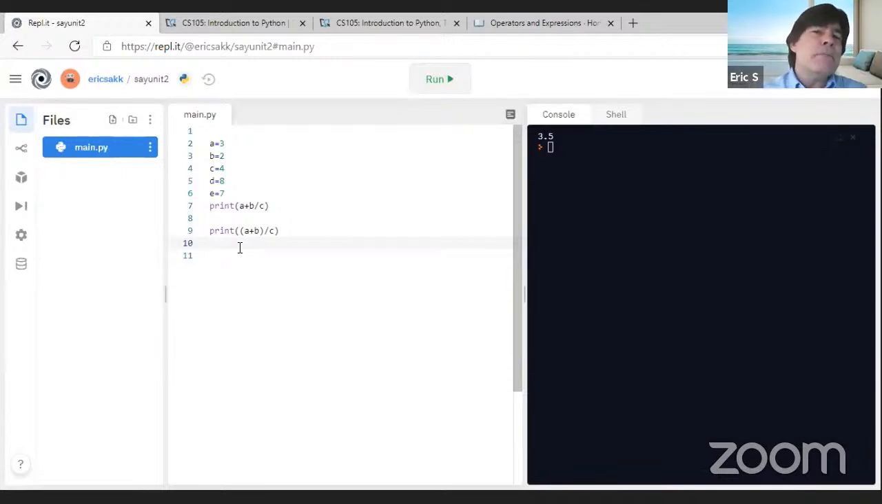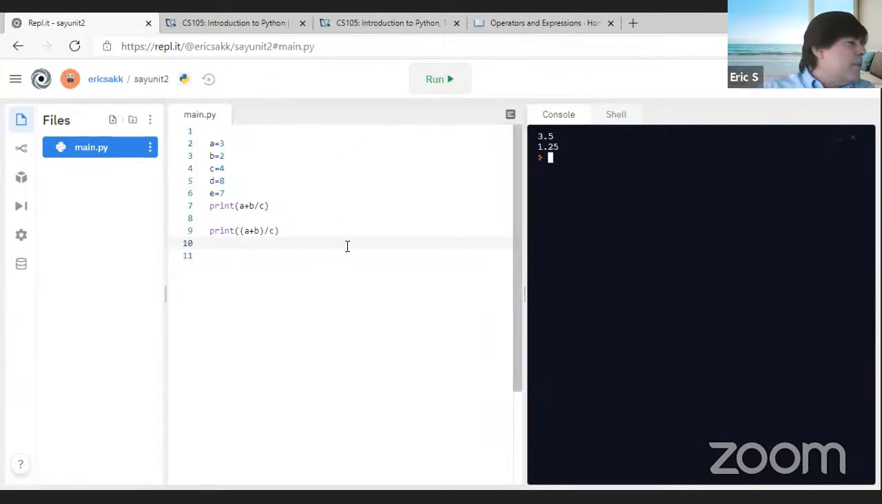And this is probably most important if you're ever going to do any programming where you have fractions with long numerators and long-winded denominators. If we run this, you just add a plus b and then divide that by c. So now you'll get 5/4, which is 1.25.